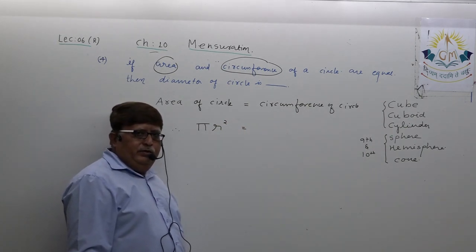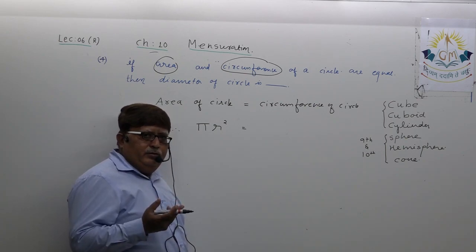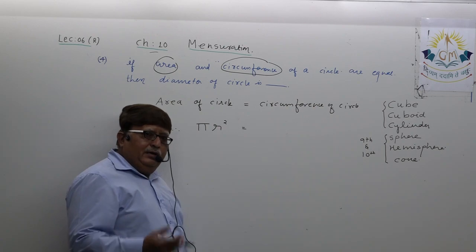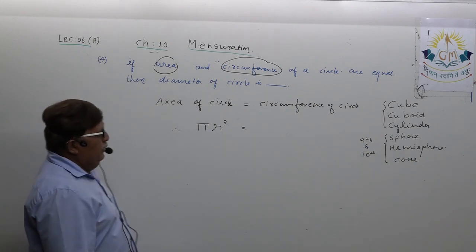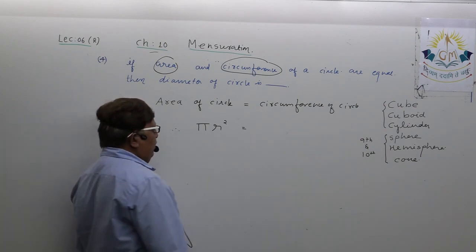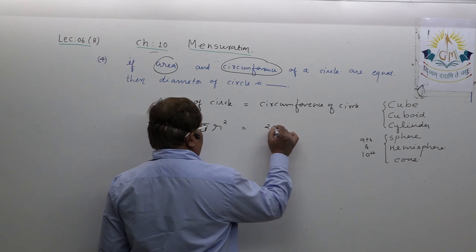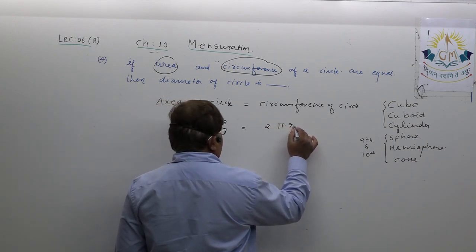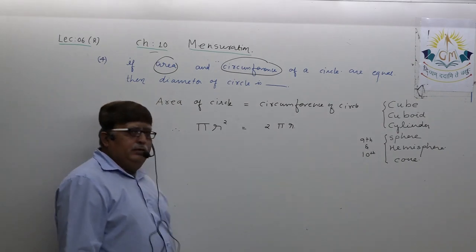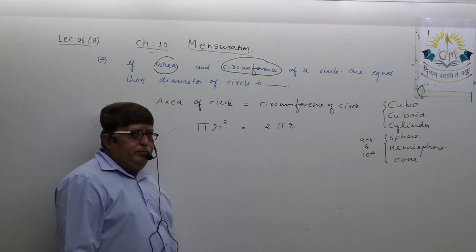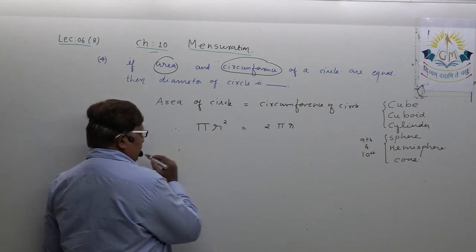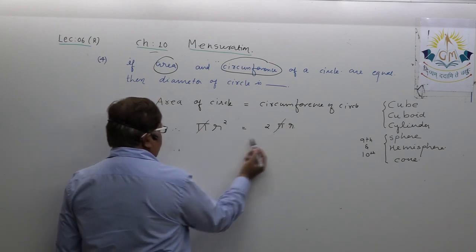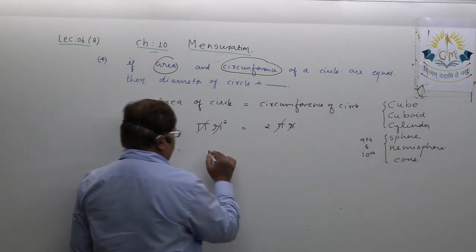I think in some previous standard, if you have studied the concept of circle somewhat, and even if you have not studied, then you need to remember this formula. Area of circle is pi r square and circumference of circle is 2 pi r. Dear student, you please note down both these formulas. Area of circle equal to circumference of circle. Okay. Now pi got cancelled. One r also got cancelled.